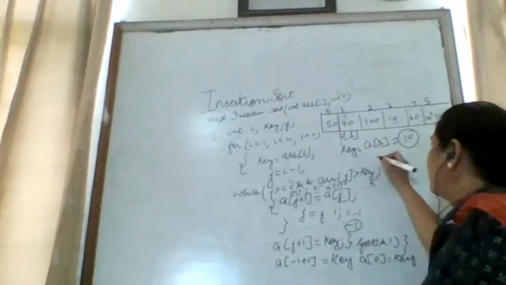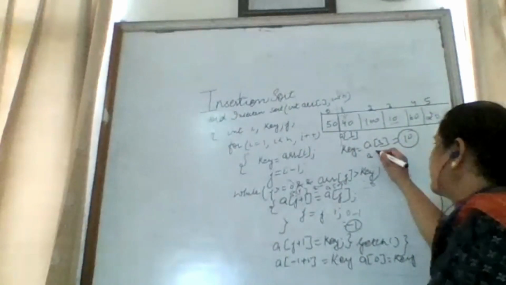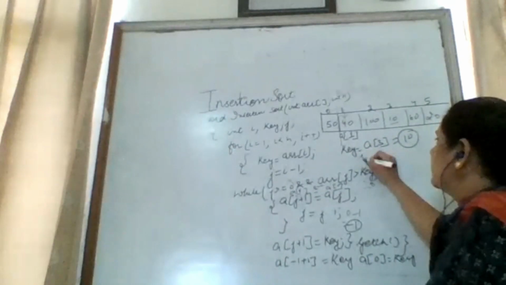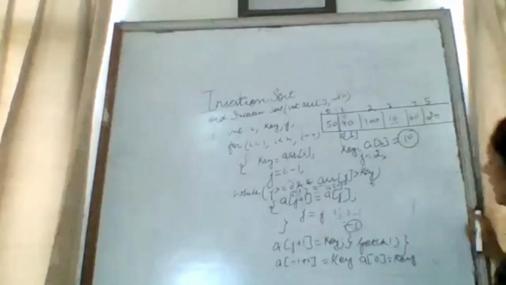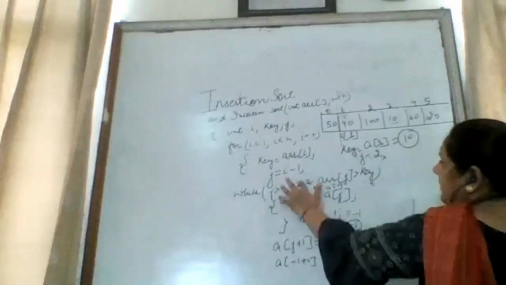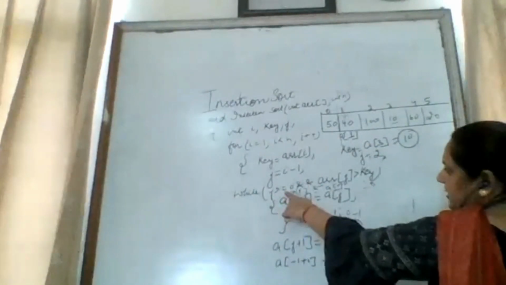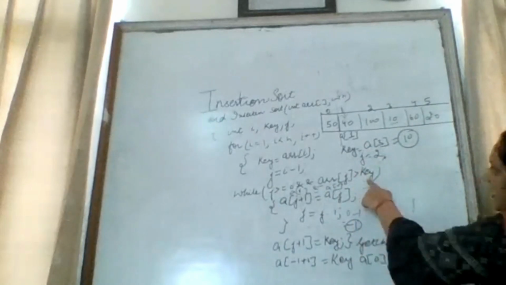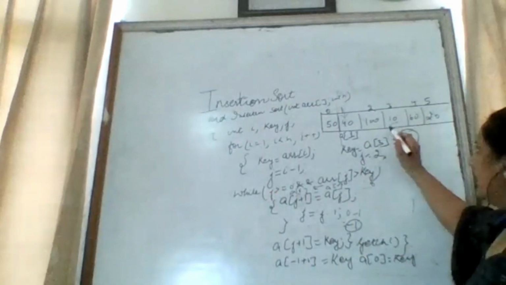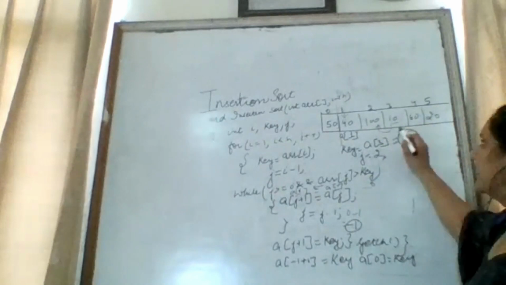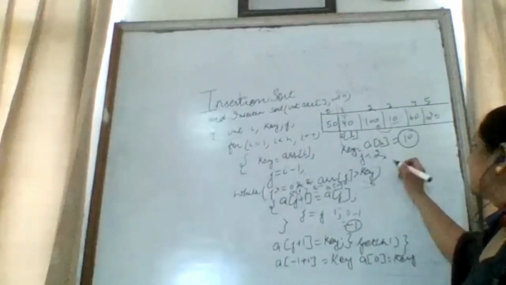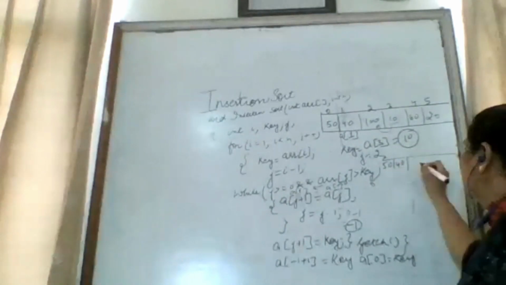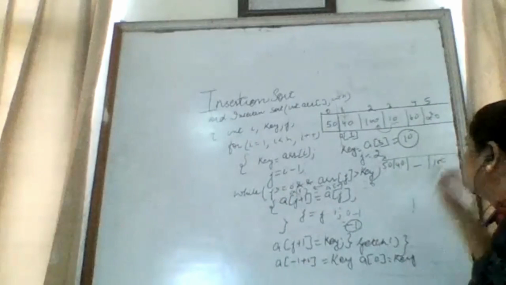Now j is equal to I minus 1, so j becomes 2. So let's start with this loop. While j is greater than or equal to 0, that is 2, and array of j is greater than key. So 10 is at 3. So compare this with this. 100 is greater than 10. So move this. So this will become 50, 40, then this, then 100.